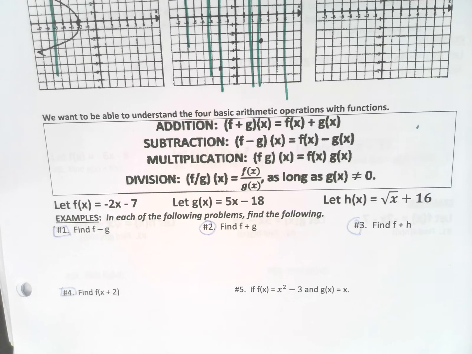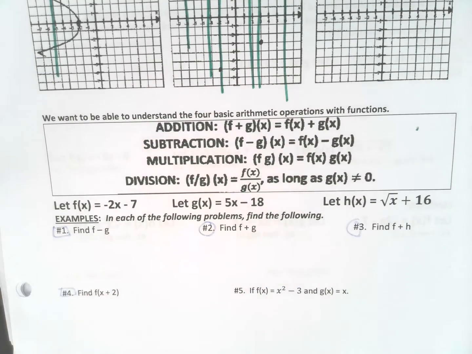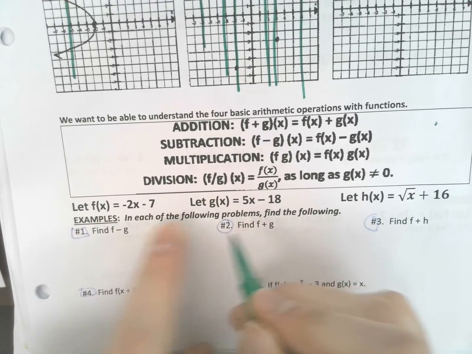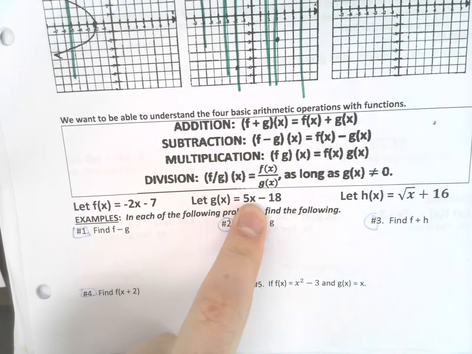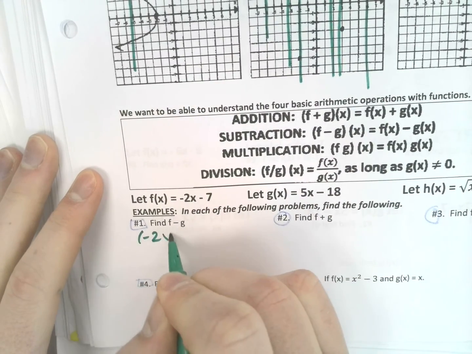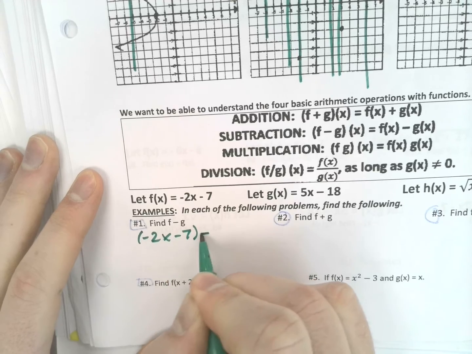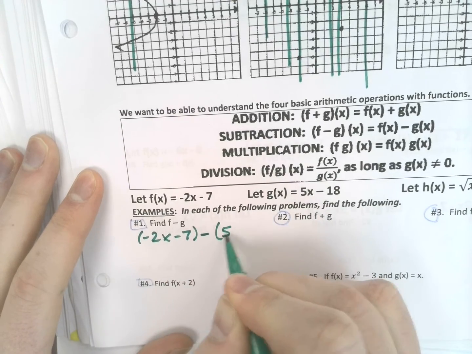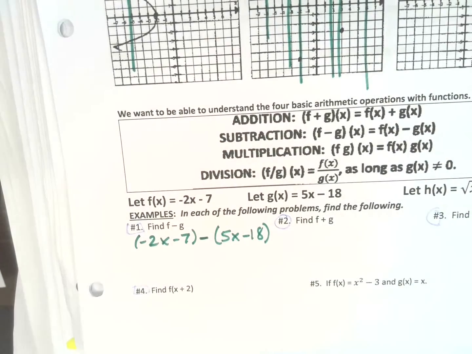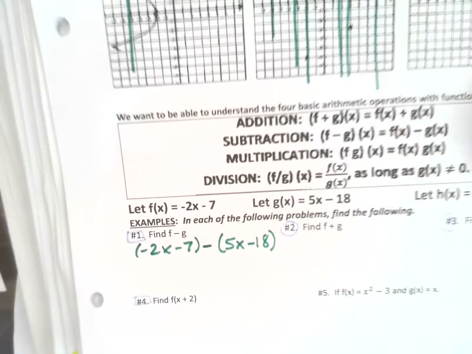And what are we doing, Angel, on number one? What are they asking us? Find f minus g. Hey, we did those on our delta and on quizzes. This means we're doing f of x minus g of x. I bet some of you guys know how to set this up on your paper. Just like that.